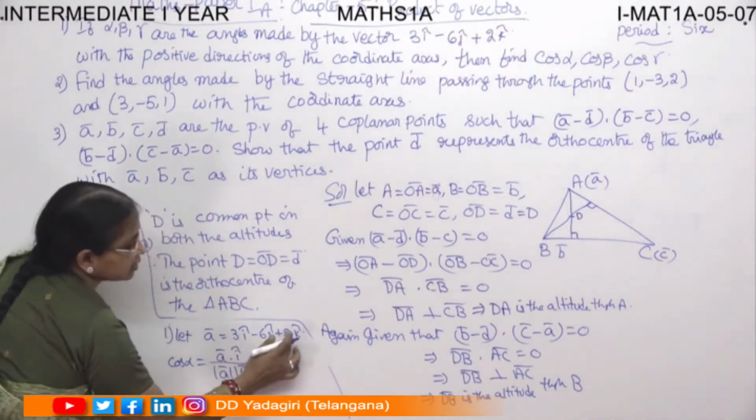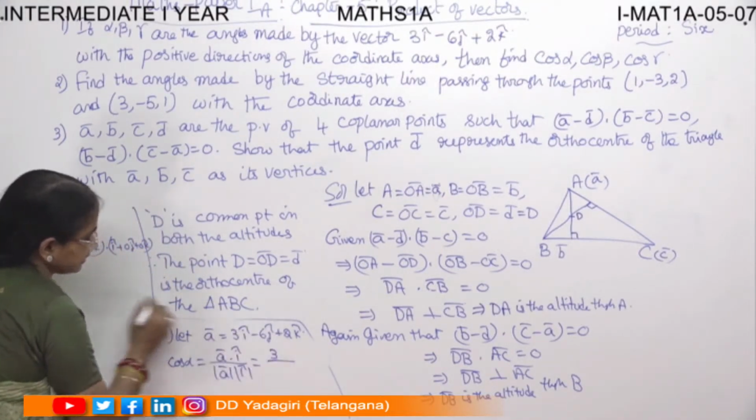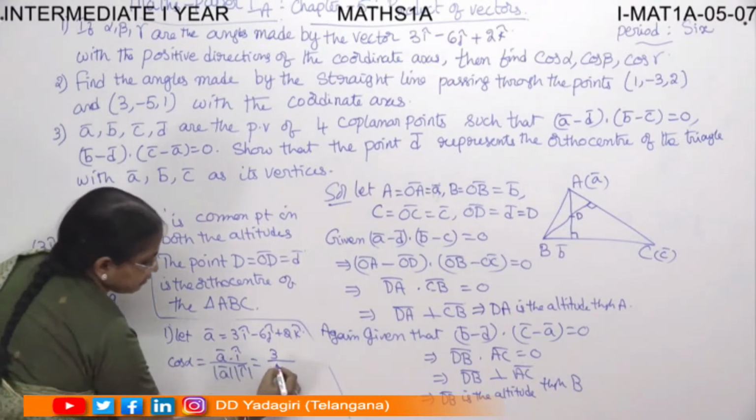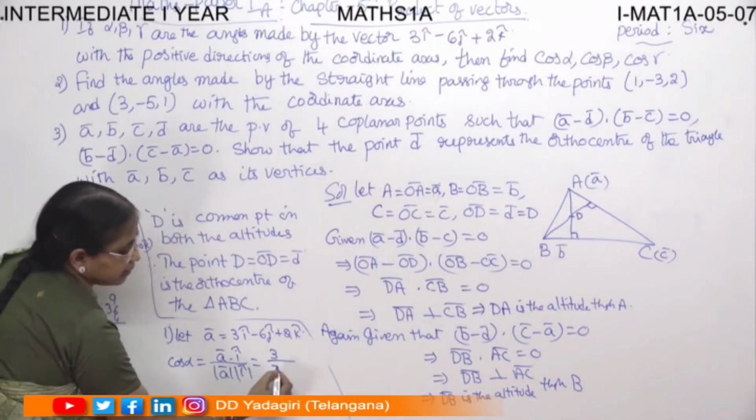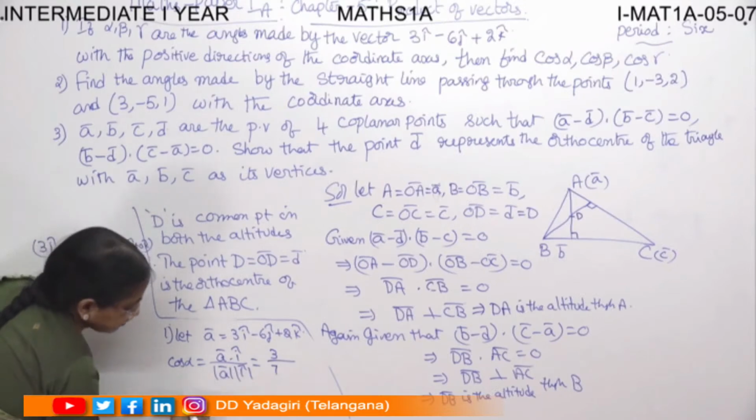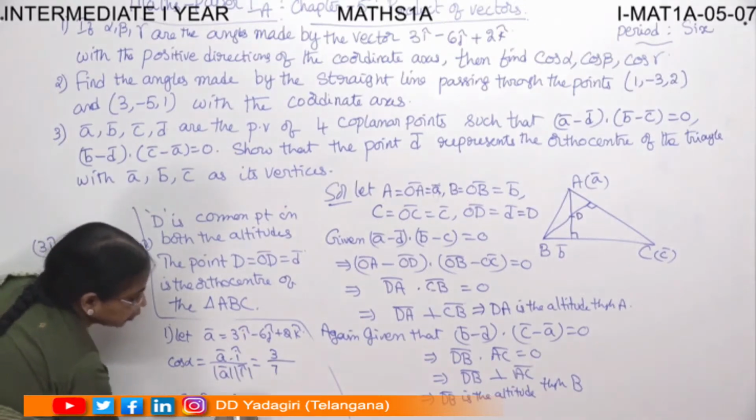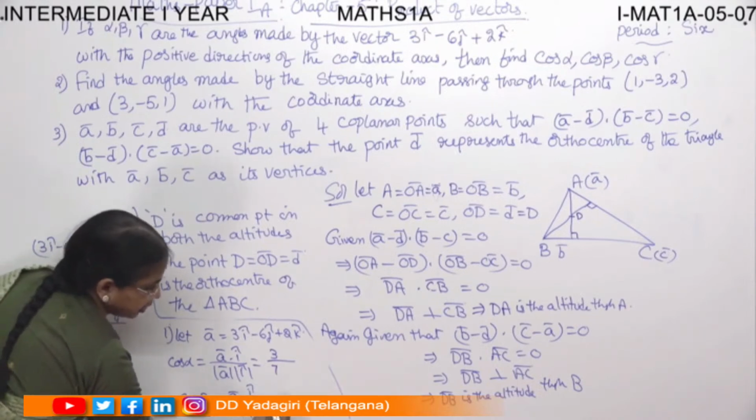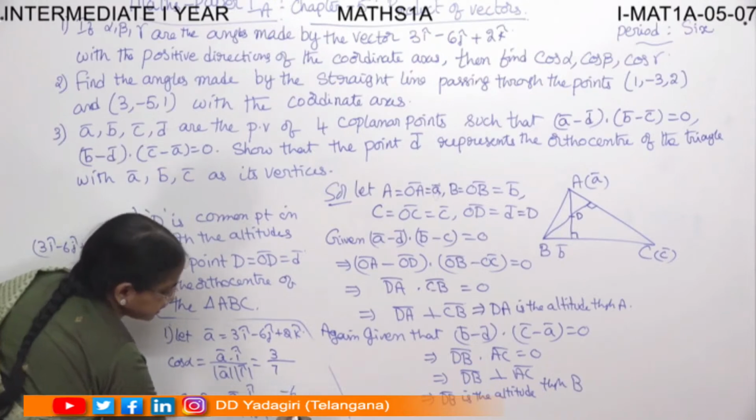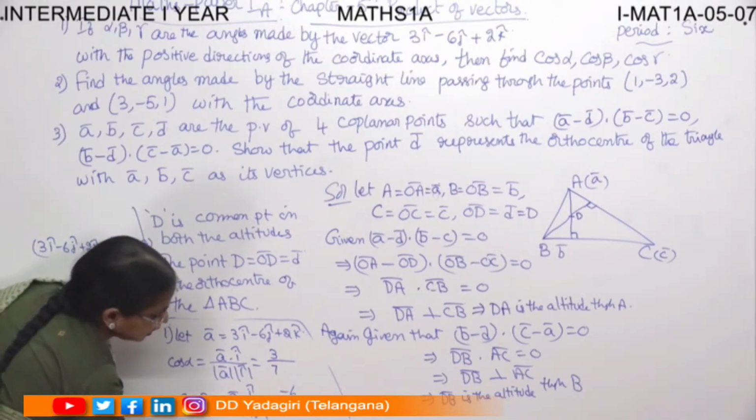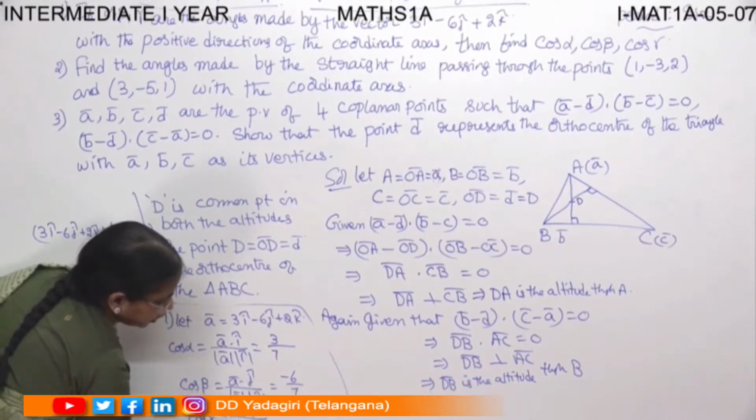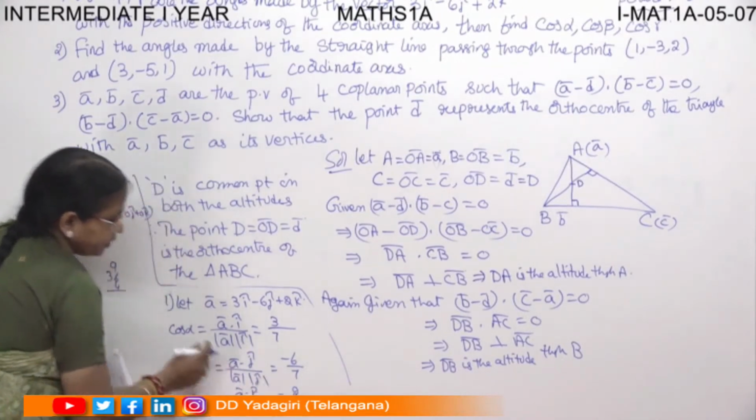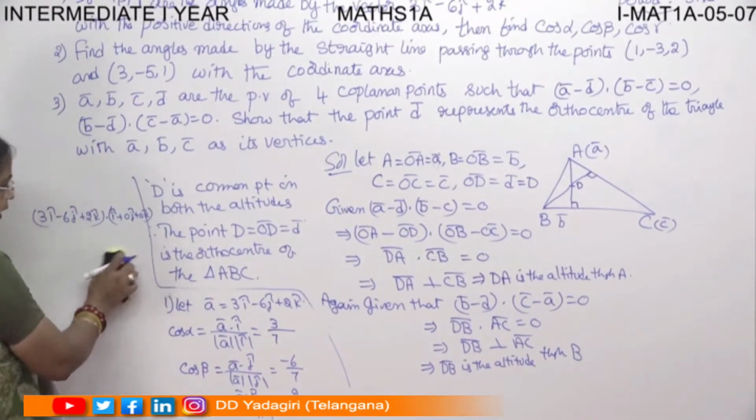So 3 by modulus of this. 9 plus 36 plus 4 is 49. Square root is 7. So it is 7. And mod i is 1. So cos alpha is 3 by 7. Similarly, cos beta is equal to A dot j by mod A into mod j. So that will be minus 6 by 7. And then cos gamma is A dot k by mod A into mod k. So that will be 2 by 7. So these are the angles. So directly we can write like this.